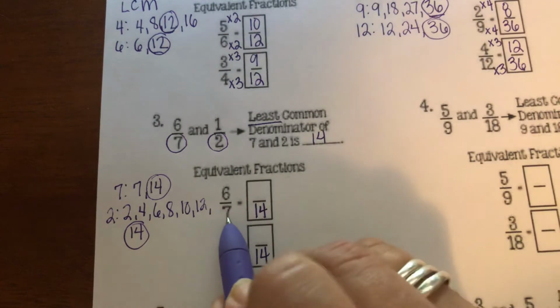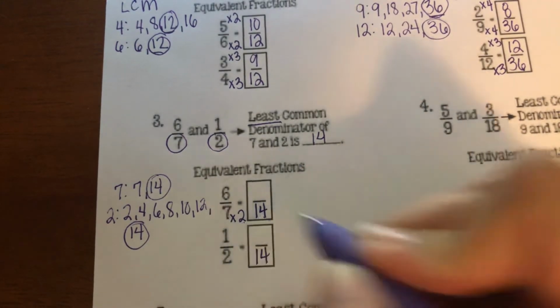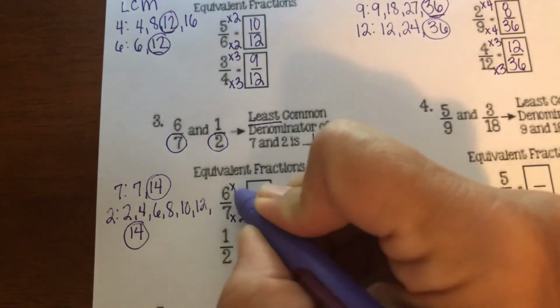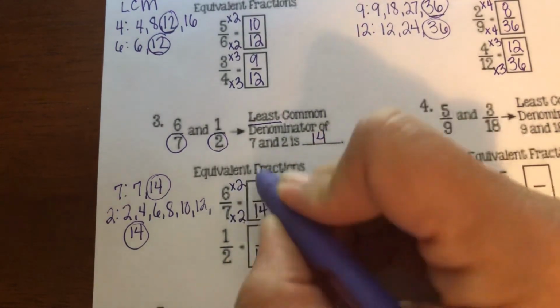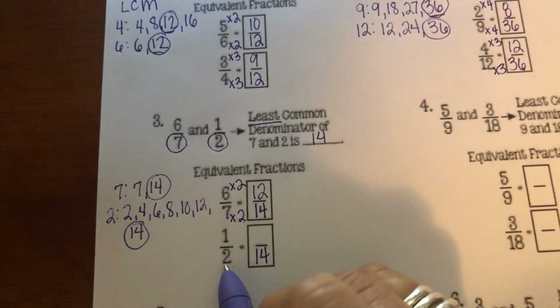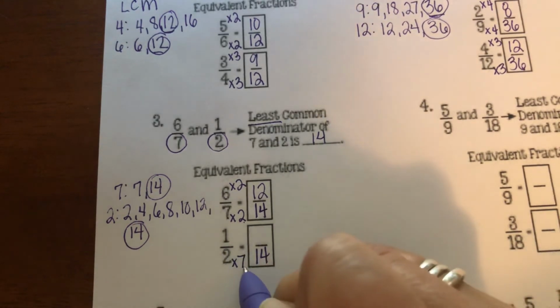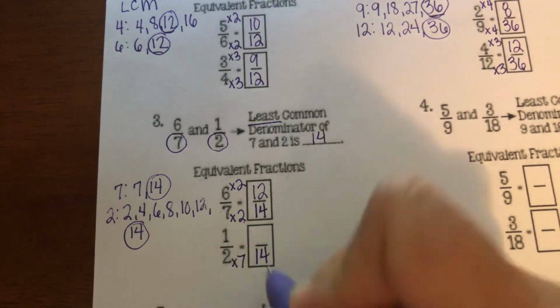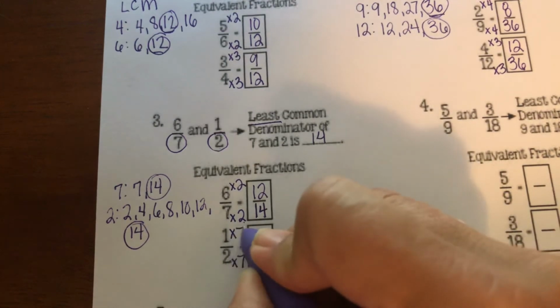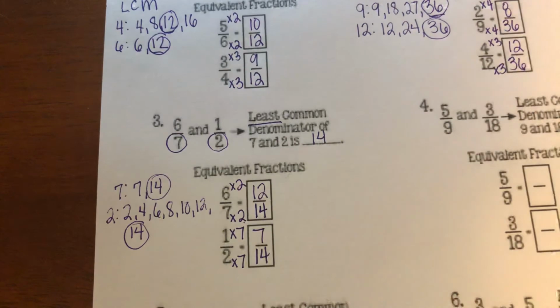All right, so what do I have to do to 7 to get to 14? Well, I multiply by 2, and if I do that to my denominator, I have to do it to my numerator. So 6 times 2 is 12. Right here is 2. What do I have to do to 2 to get to 14? Well, we multiply it by 7. If I do it to the denominator, I need to do it to the numerator. 1 times 7 is 7. So these are my new fractions.